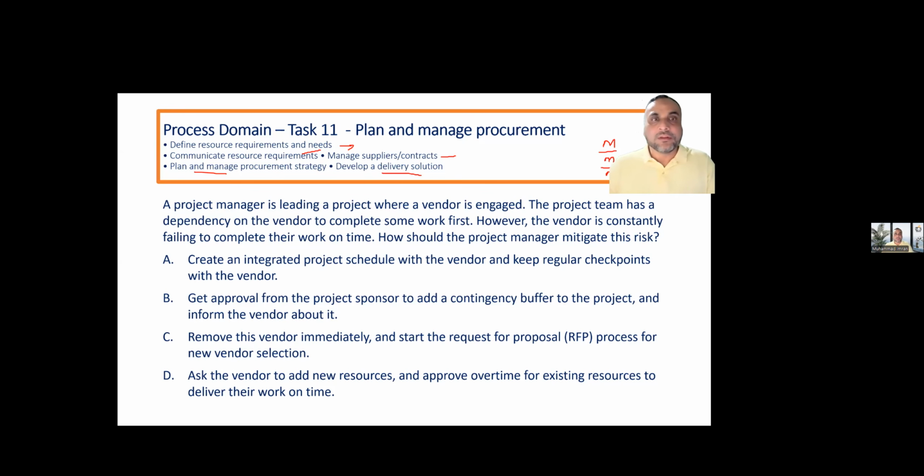A project manager is leading a project where a vendor is engaged. The project has a dependency on the vendor to complete some work first. However, the vendor is constantly failing to complete their work on time. So we know that breach of contract is happening. How should the project manager mitigate this risk?